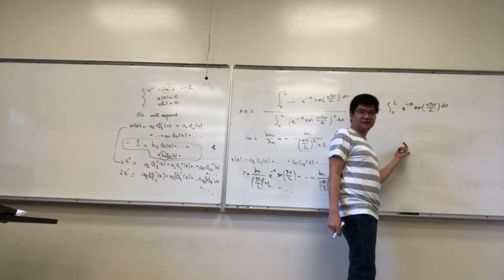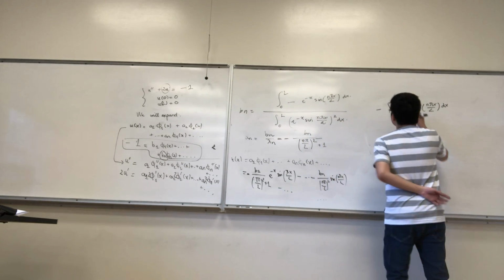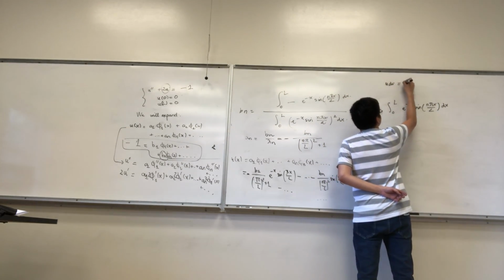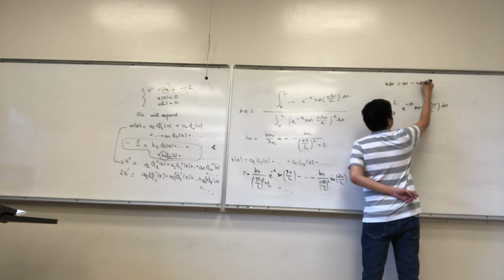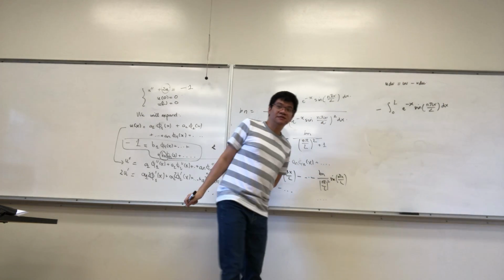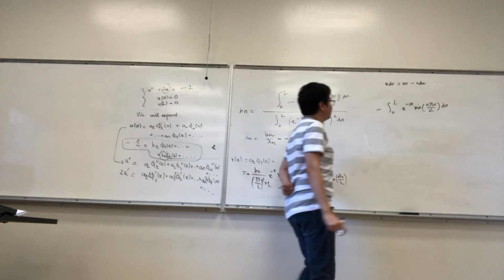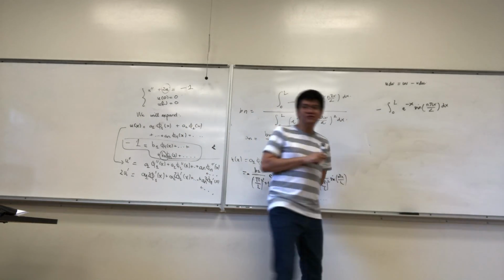So here you want to use integration by parts, right? Integration by parts is the integral of u dv equals uv minus the integral of v du. Good? Now, what is the u that I should choose? Yes? e to the negative x.